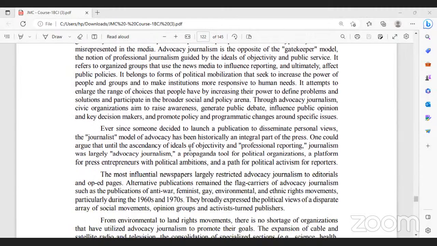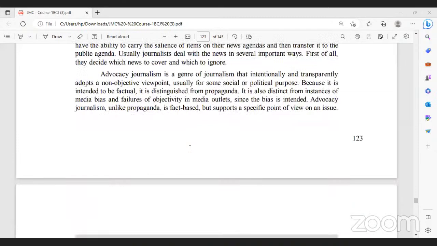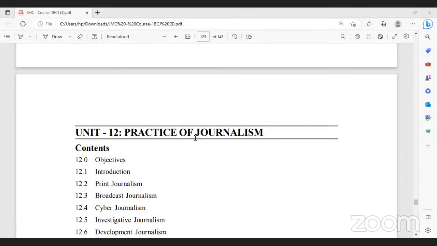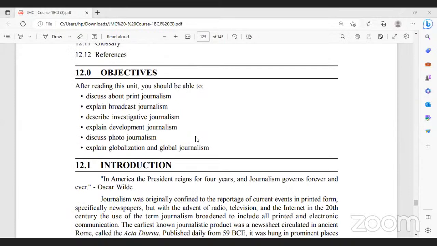So this is all about the principles of journalism. Now let us talk about the practice of journalism. In this part, we'll be discussing print journalism, broadcast journalism, investigative journalism.